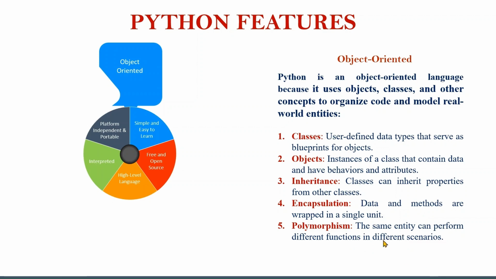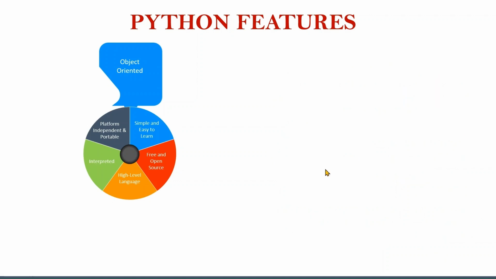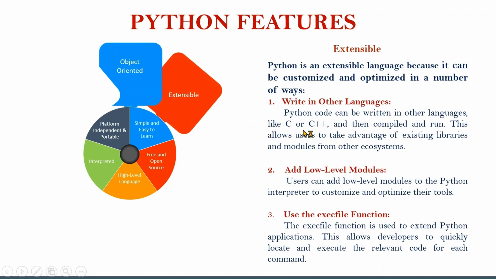The collection of all these functionalities leads to the object-oriented programming language. So Python is supporting everything, so it is being considered as an object-oriented programming language. Now coming to the next one, we have extensible.